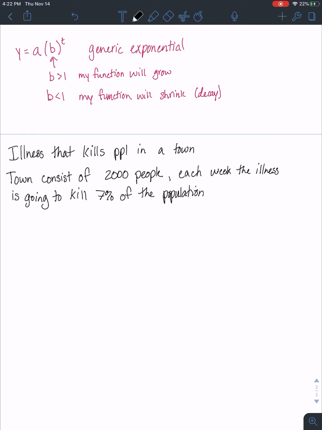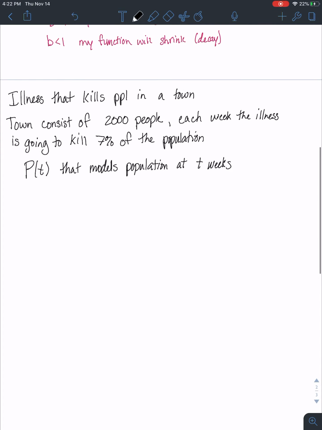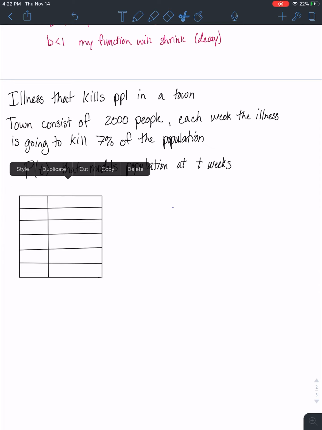We want to write an equation that's going to model the situation. So we want some P of t equation that will model the population at t weeks. So let's make our table again and consider that situation from the beginning. We're going to have a t, this time in weeks, and a P of t that will be the population. So at week 0, there are 2,000 people in the town.